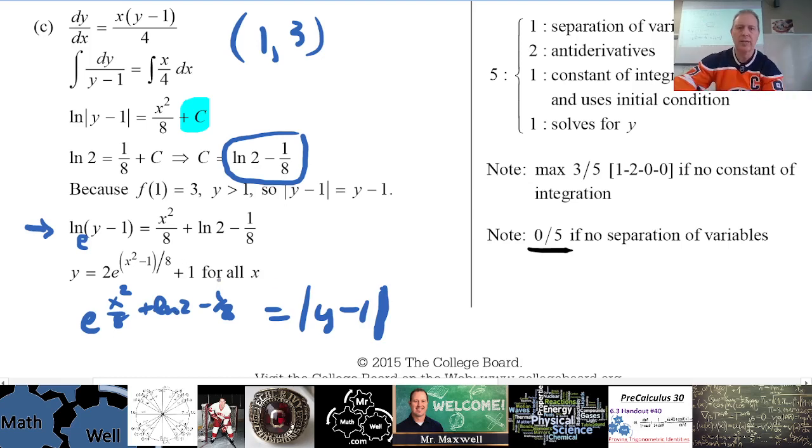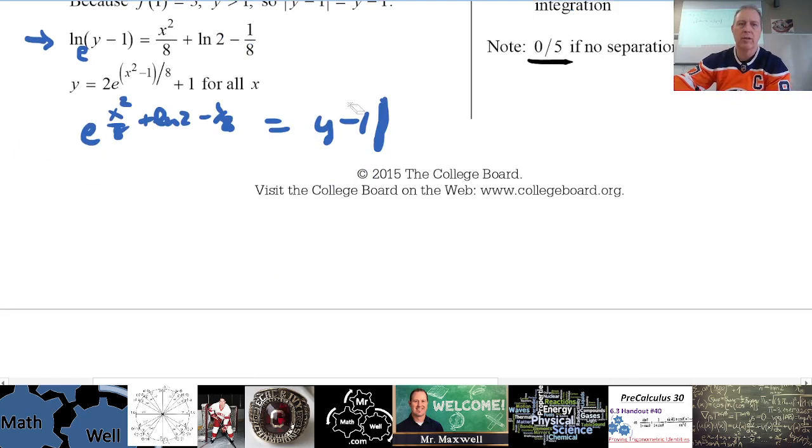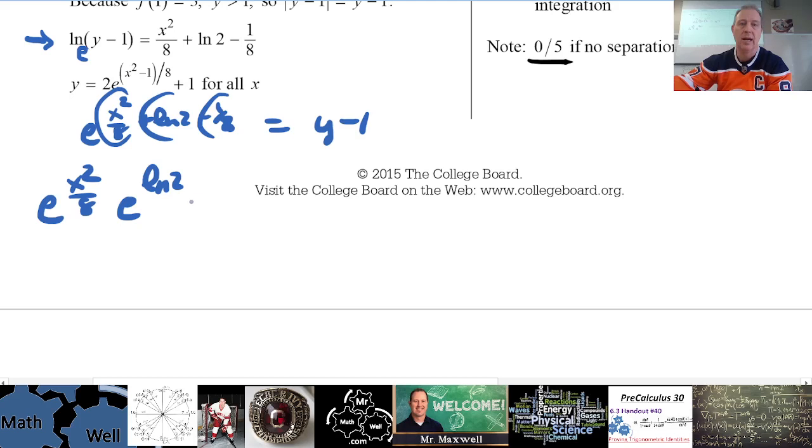So let's just keep going with this thought here. So this is going to be positive. If you put the x and y in at any point here, this should work out to be positive. So a 1, and this is going to be a positive value over here. Okay, so we have 3 things that are added or subtracted as exponents. So remember, that's the same as writing e to the x squared over 8 times, when you multiply, right, times e to the ln 2 times e to the negative 1/8.